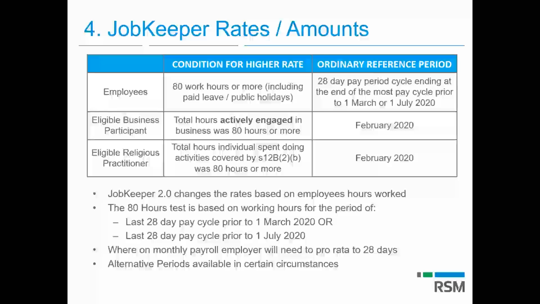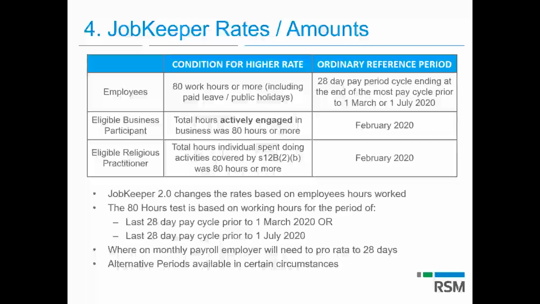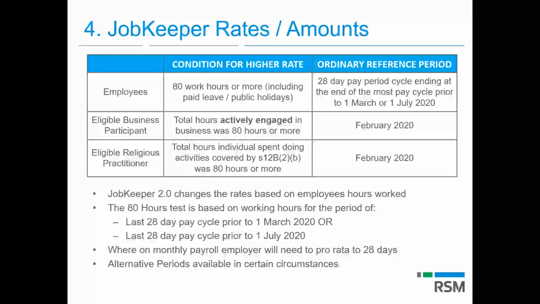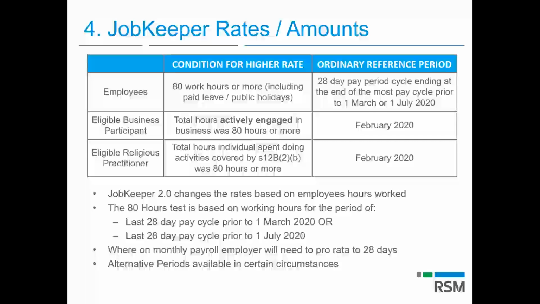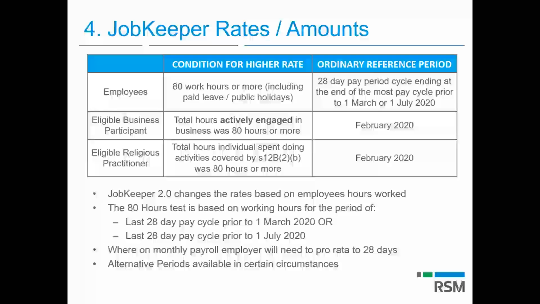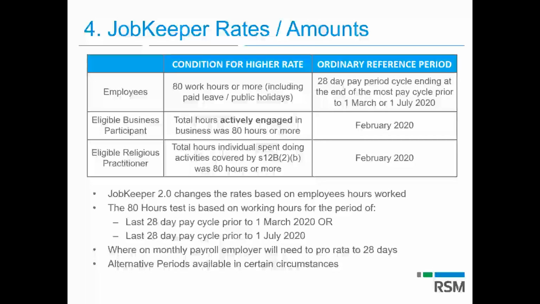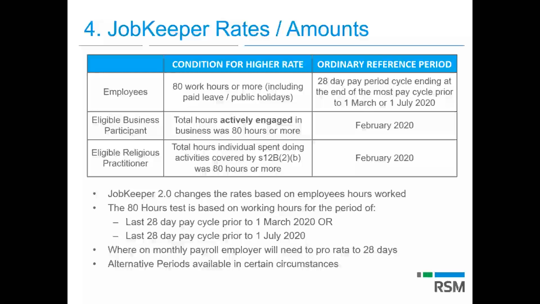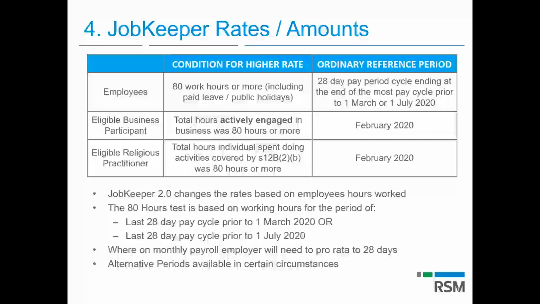To be eligible for the higher rate, an employee must have worked at least 80 hours in the most recent 28-day pay cycle, which ends either before 1 March or the 1st of July. Where the pay cycle is fortnightly, the 80-hour test will apply to the 2 most recent fortnightly cycles ended prior to either 1 March or 1 July.